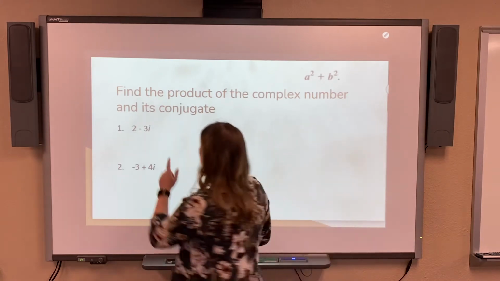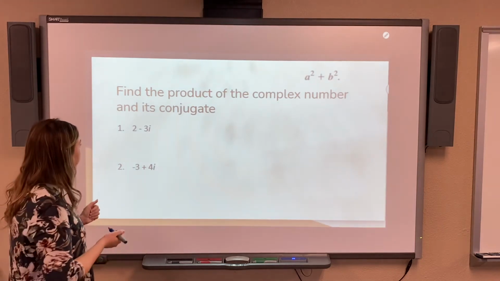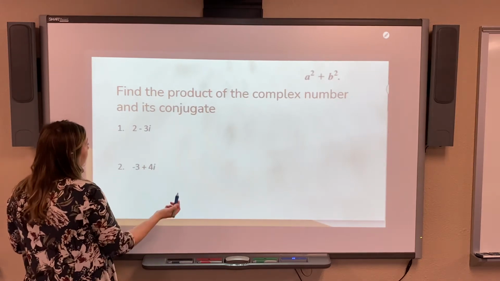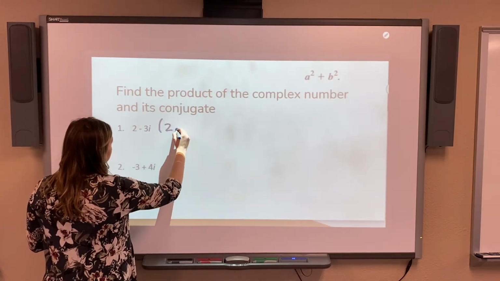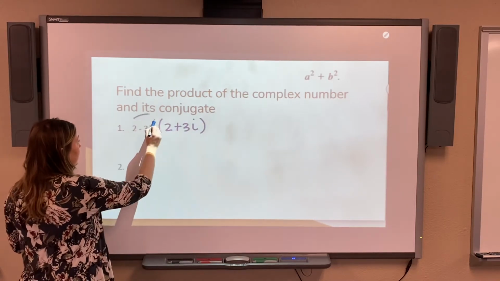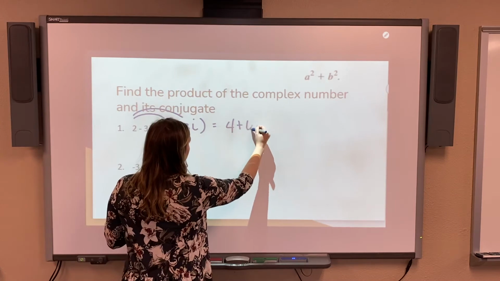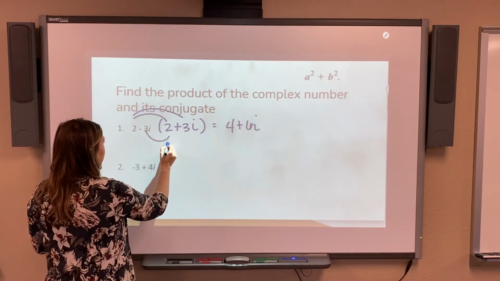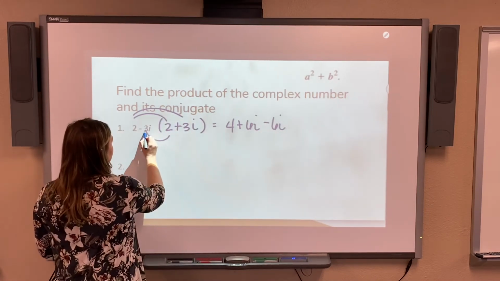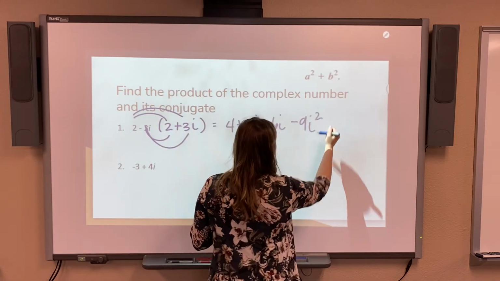Okay, so if we have 2 minus 3i, I'm going to do it the long way for number 1, and I'm going to show you the shortcut for number 2. So for number 1, if we have 2 minus 3i, the complex number and its conjugate would be 2 plus 3i. Okay, so if we multiplied those together, 2 times 2 would be 4. 2 times 3i would be 6i. Negative 3i times 2 would be negative 6i. And hopefully you see those are going to cancel. And then a negative 3i times a 3i would be a negative 9i squared.